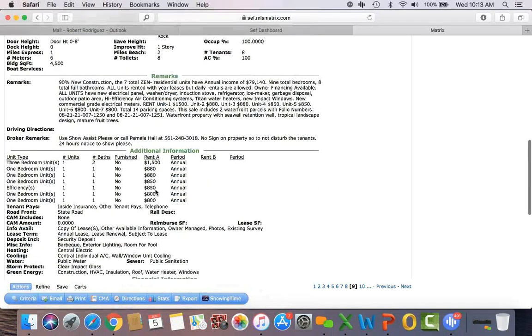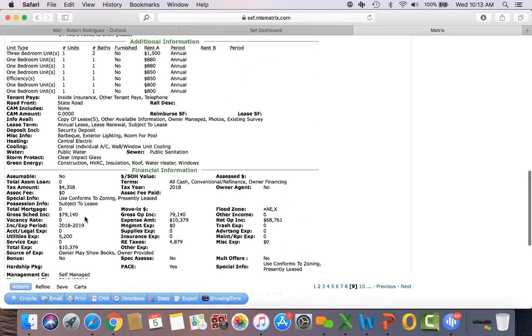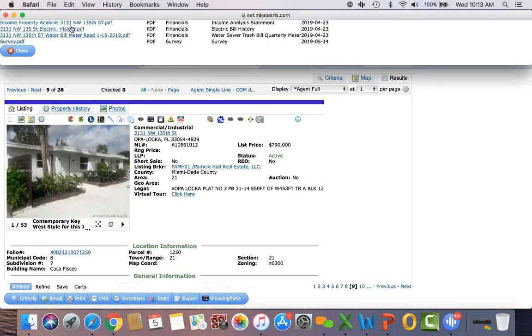And here they are telling us what the rental income is. And down here, they're telling you that the gross income is $79,140, and they are telling you some of the expenses. However, we want to verify the expenses, hopefully with an attached file like they have here, or by simply calling the agent and seeing what the expenses are.